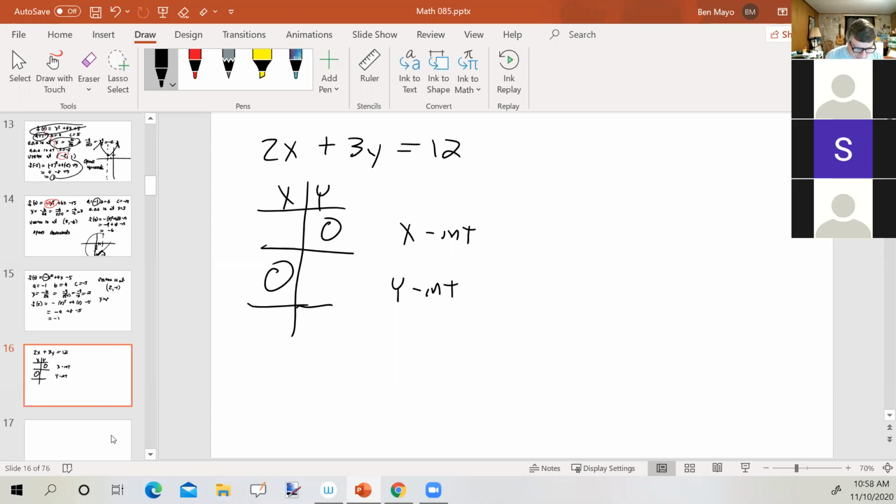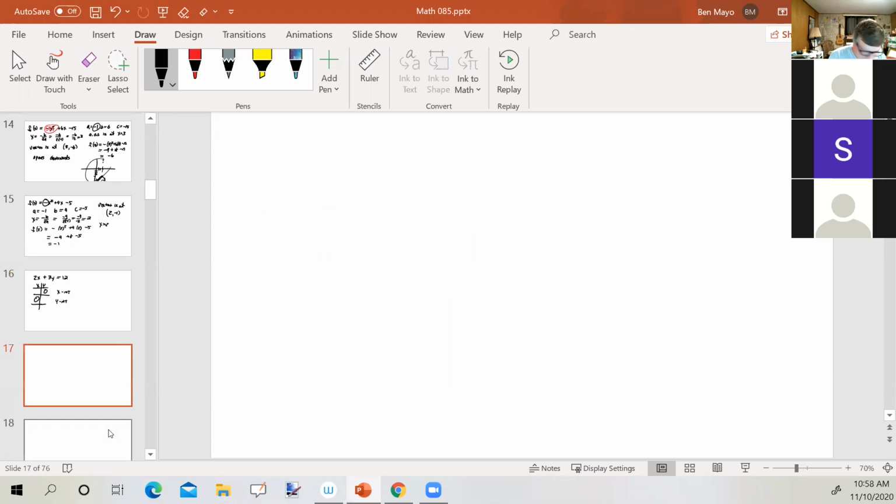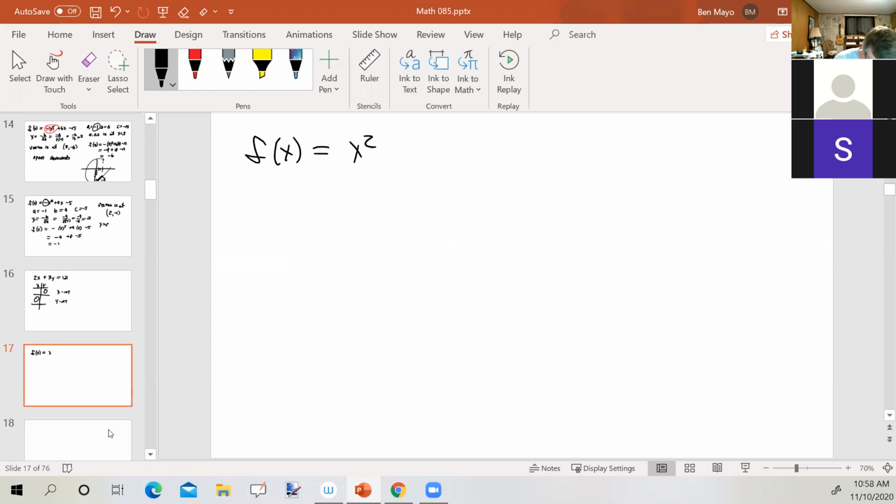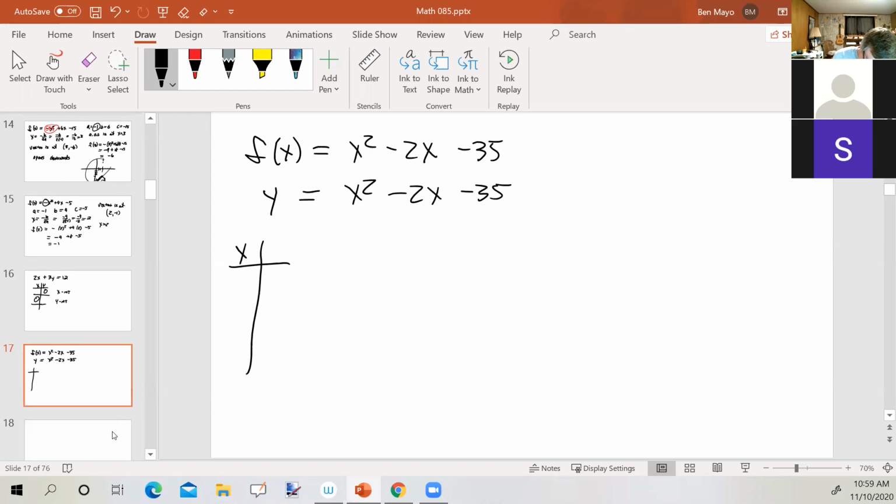Same idea with second degree equations. Let's say we've got f of x equals x squared minus 2x minus 35. We're going to find the x and the y-intercepts. First of all, I'm going to rewrite this. Instead of f of x, I'm going to use y equals x squared minus 2x minus 35. So we're going to make a table. We're going to find the x-intercept and the y-intercept.